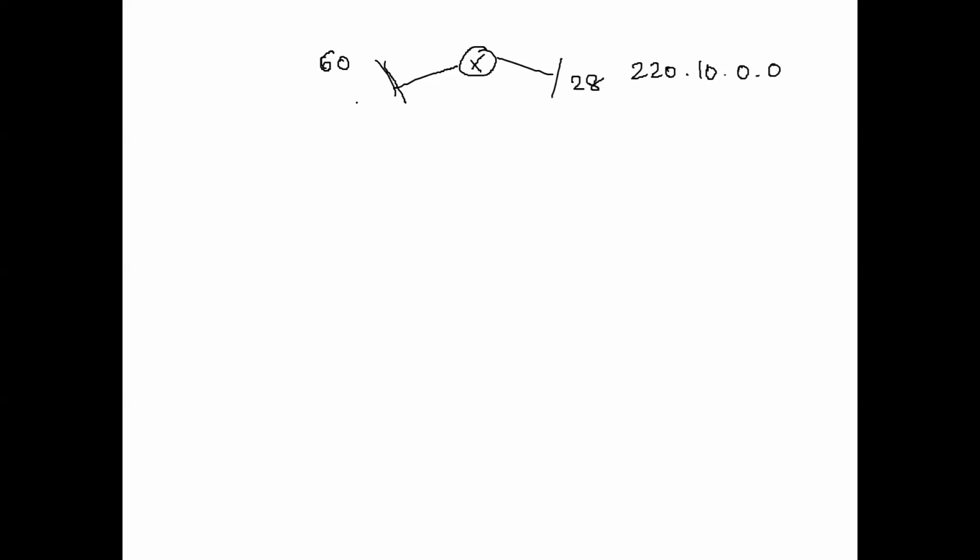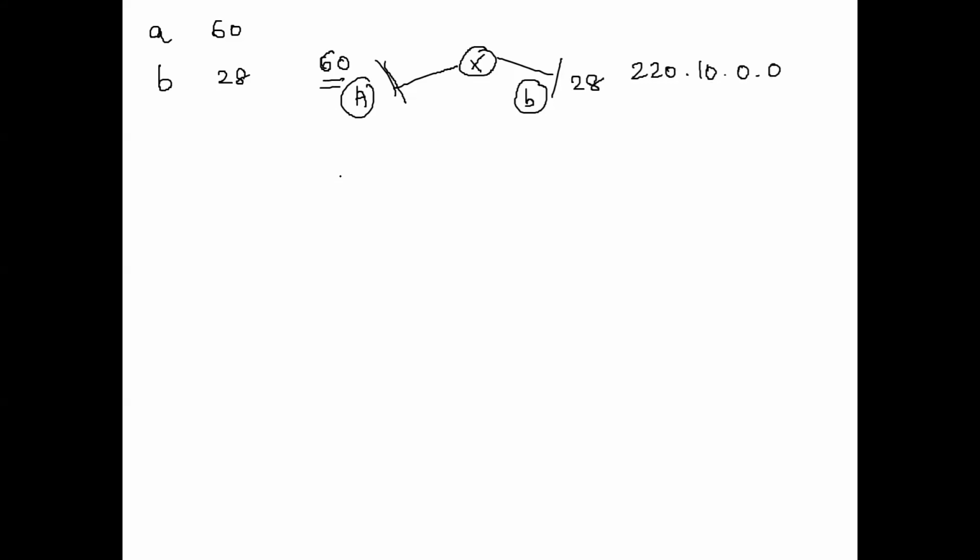Let me say this is network A and this is network B. Network A's requirement is 60 and network B's requirement is 28. Now let us take the whole IP assignment as 220.10.0.0. So what is the maximum requirement? 60. In order to get 60 hosts, usually we will borrow 2 bits. Okay. So why 2 bits?